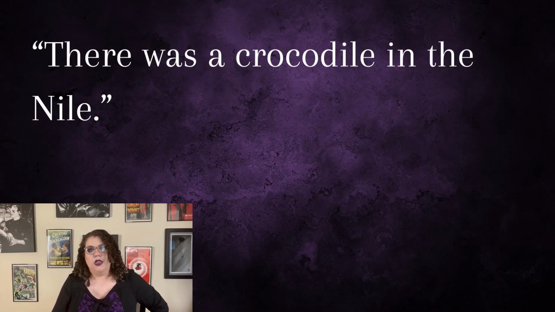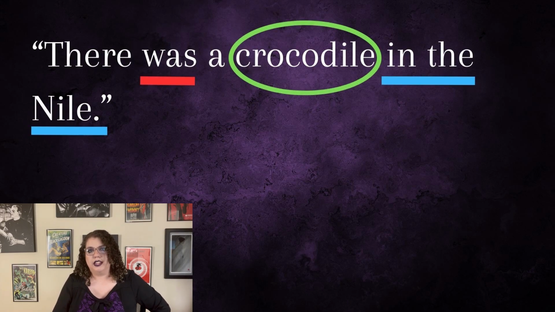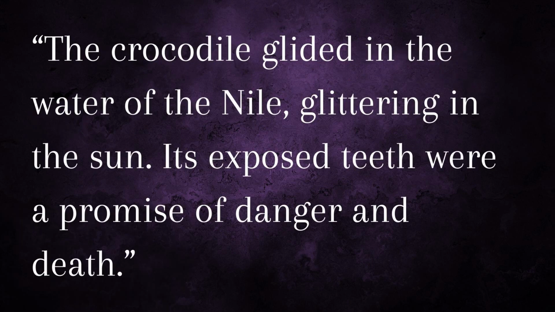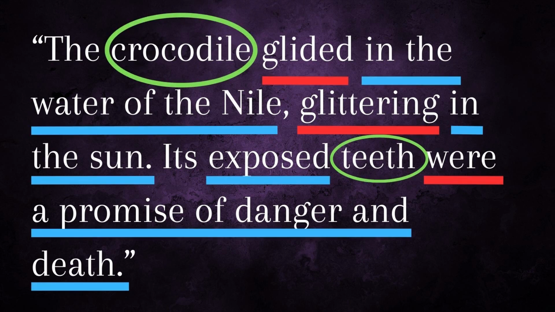Stating, there was a crocodile in the Nile. Describing, the crocodile glided in the water of the Nile, glittering in the sun. Its exposed teeth were a promise of danger and death. This version gives us a moment to take in, an experience.